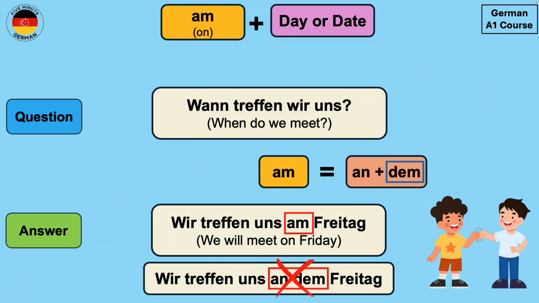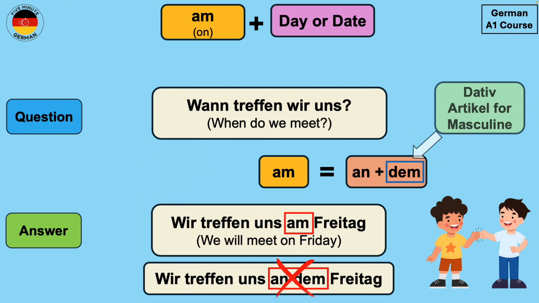We use dem over here because an in this specific case acts as a dative preposition. And because days of the week are masculine, that's why we use the dative article for masculine. We will take a look at these dative prepositions in a later lesson, but I just wanted to tell you this so that you know where the am comes from. And it is sufficient when you just remember that it is used with the day or date. Let's take another example.